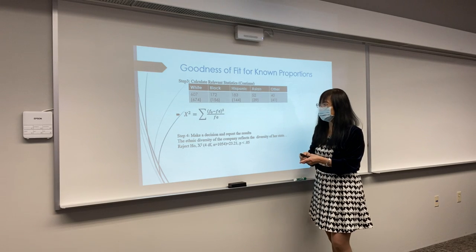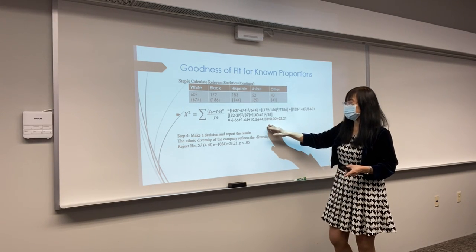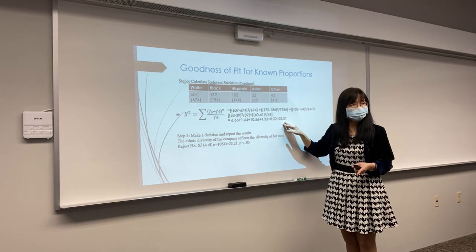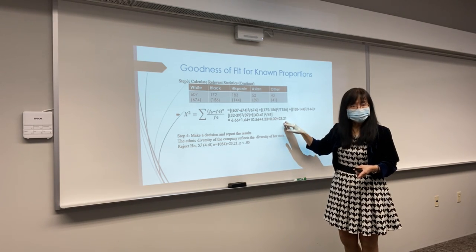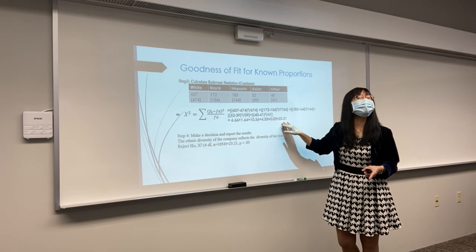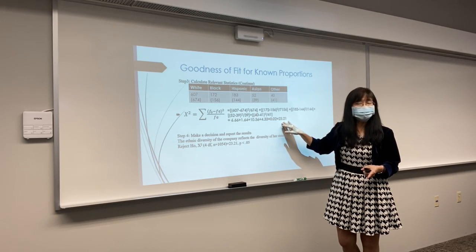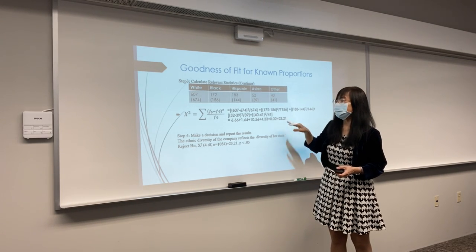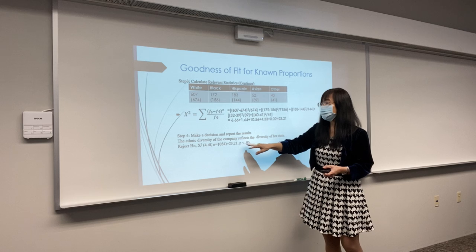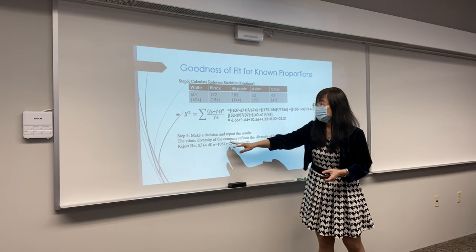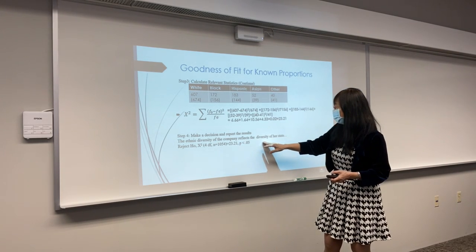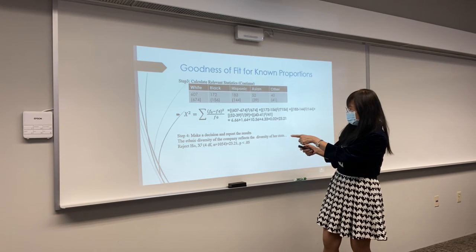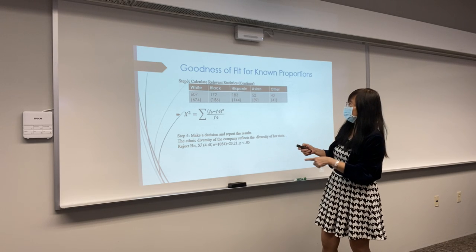Okay, so it looks like this, okay? So I got 23.21. And this number is bigger than your critical value. So what does that mean? It means we reject. Let me see if I did something wrong here. Maybe I put it wrong. Okay, let me go back.